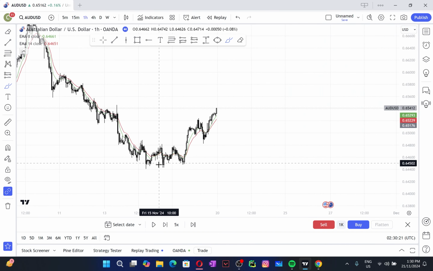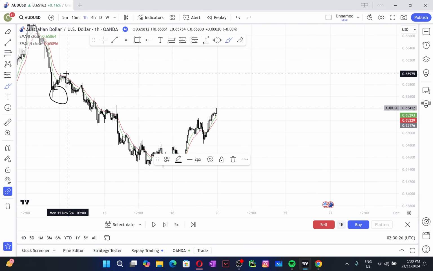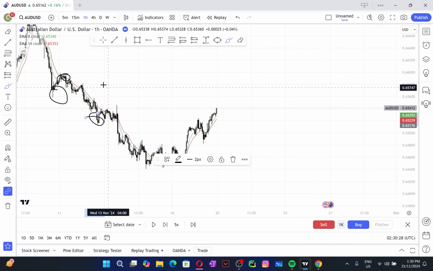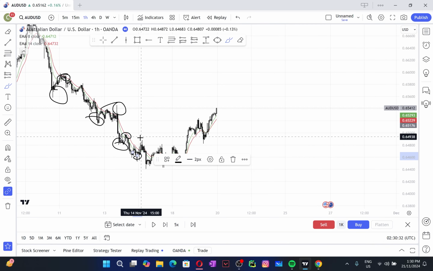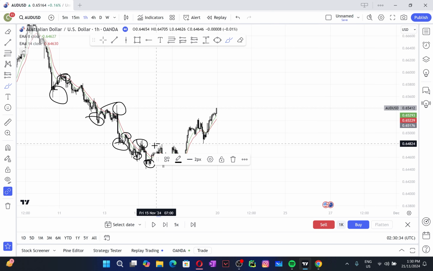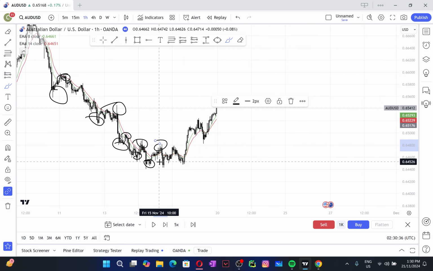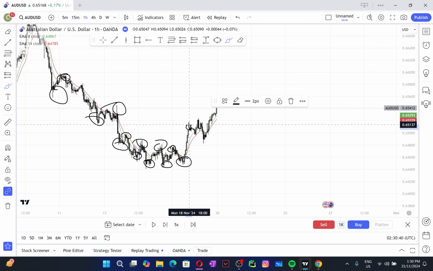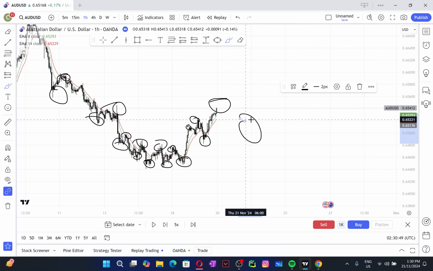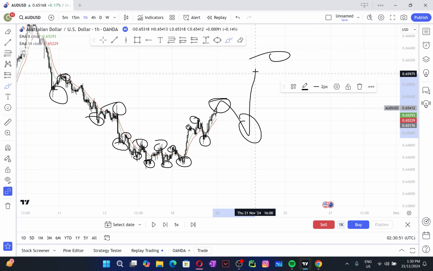So you see it's making a break. It's been making lower low, lower high, lower low, lower high, lower low, lower high, and then it's consolidated here a bit, and then it's made a higher high, a higher low, a higher high, higher low, and it's probably going to make a higher high and a higher low and a higher high. So it's probably going to do that.